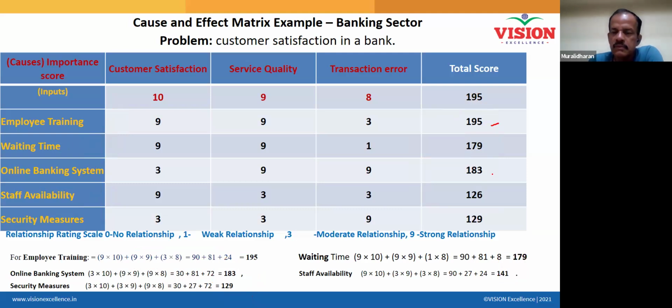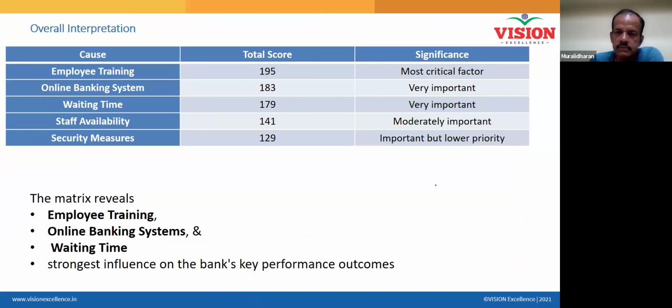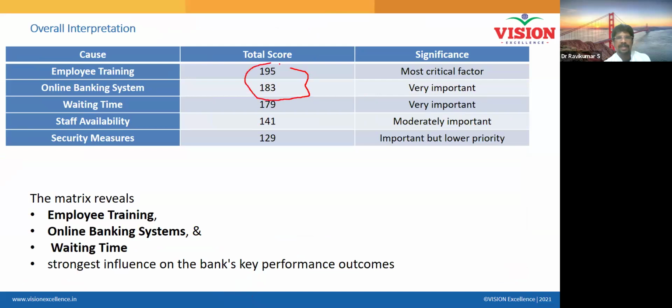Employee training and the online banking system. This is the topmost prioritized thing. So you have to give, yes, here it is. This is the most critical and important significant factor, which you have to give immediate importance. Okay, because it has a higher score as per the data which we have collected.